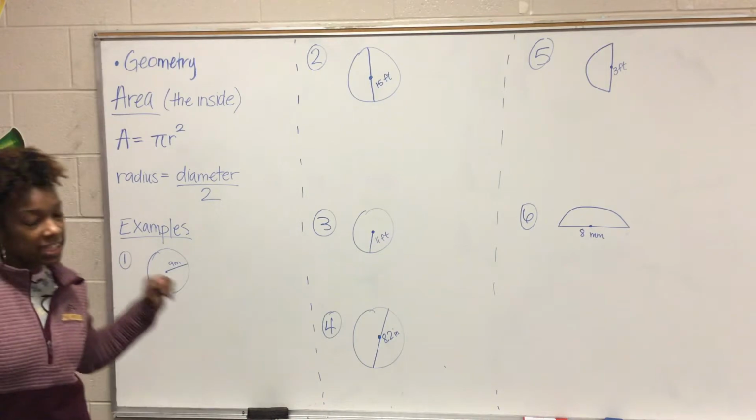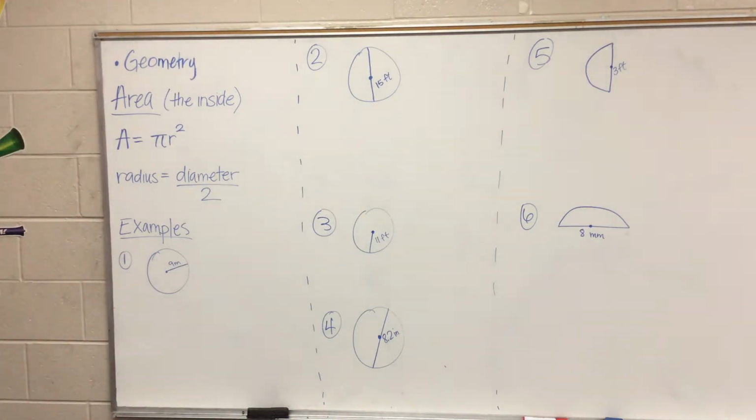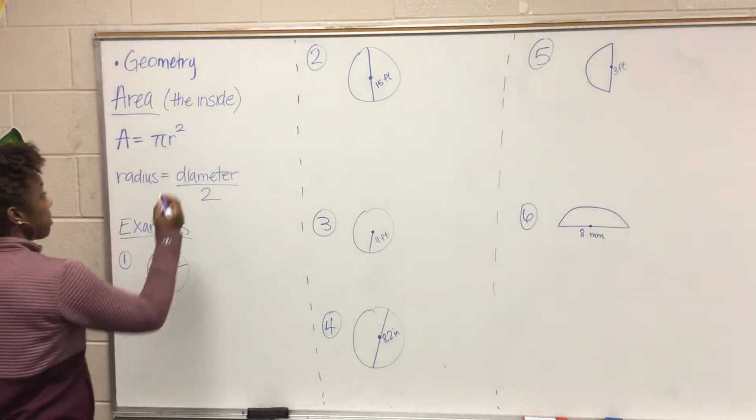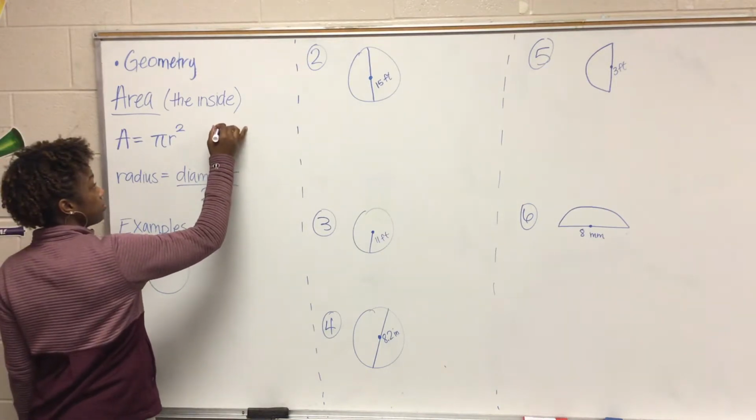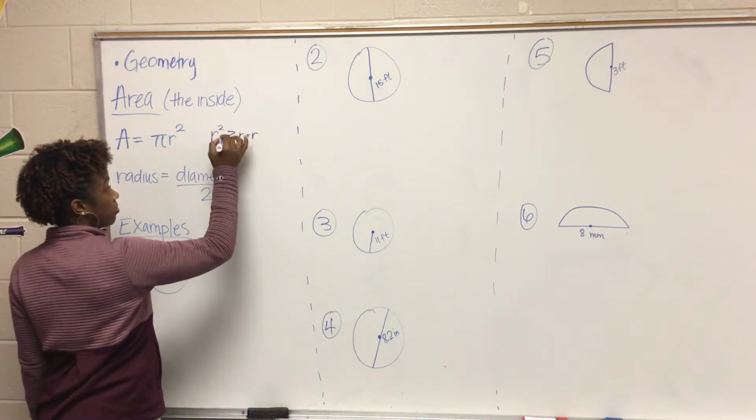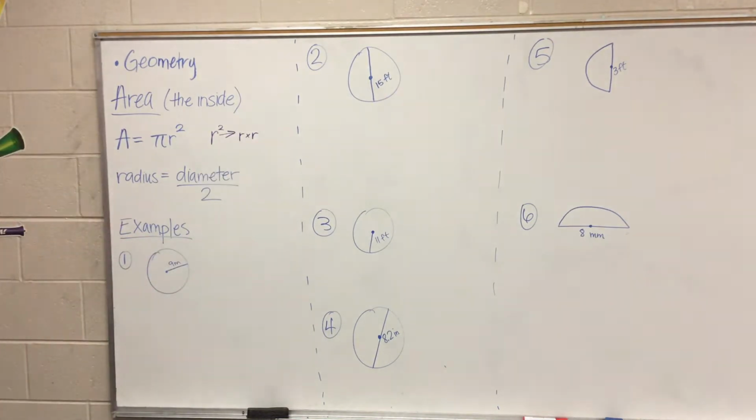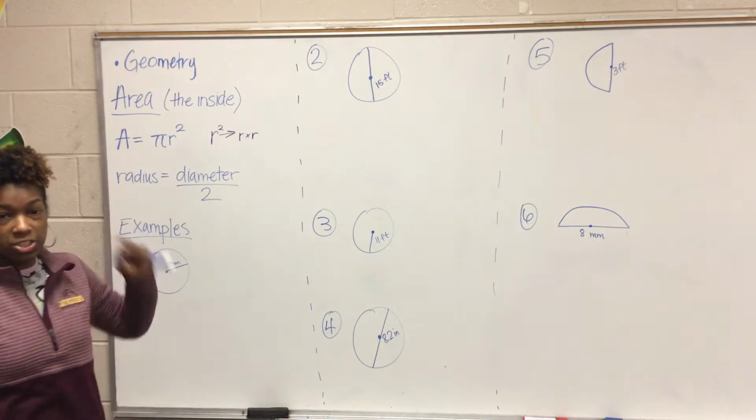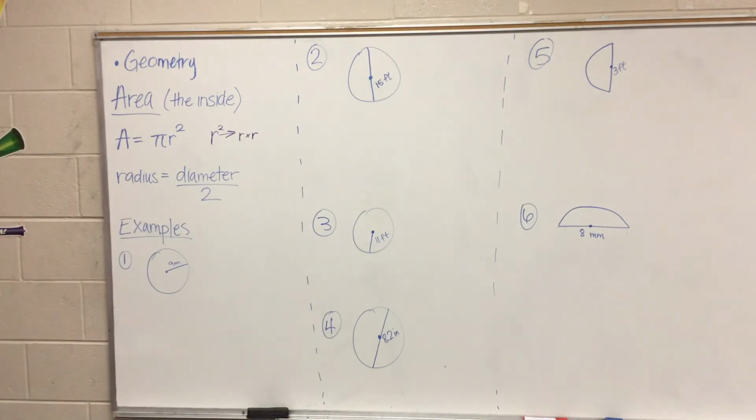When you want to find the area of a circle, you do pi times r squared. r squared is r times r, so that's the radius times the radius. If they give you the diameter, in order to find the radius, you would divide the diameter by 2. So the radius is half of the diameter.